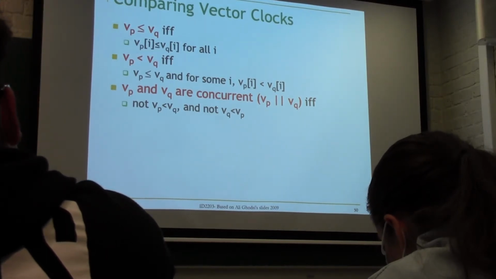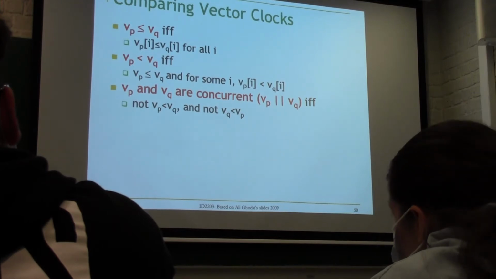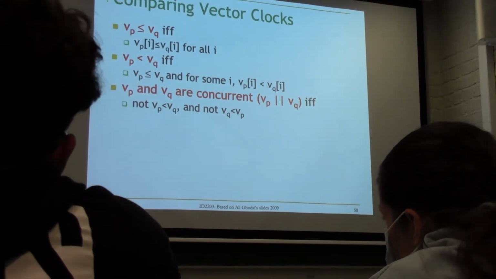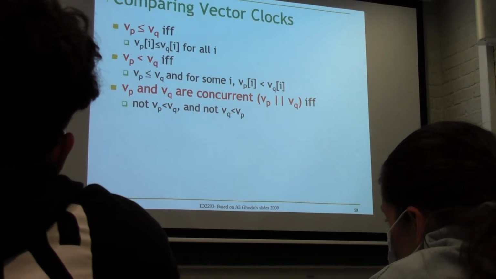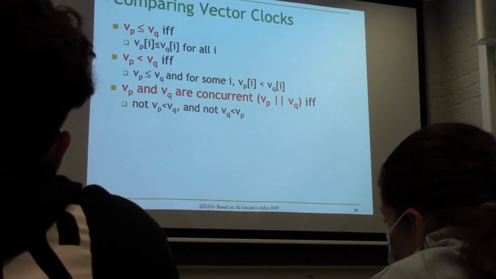These are concurrent. This corresponds to a case with P1 and P2, where I have one event here, so I get 1, 0, and another event here, where I get 0, 1. So these are two concurrent events, and the two vectors are not comparable. So the vector clock gives you all the information.